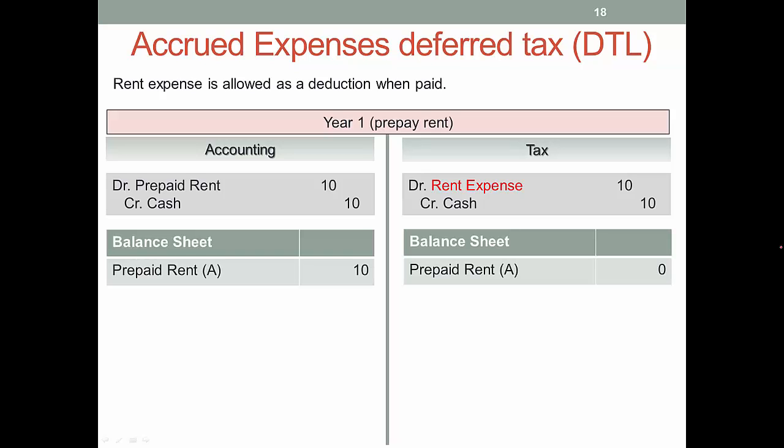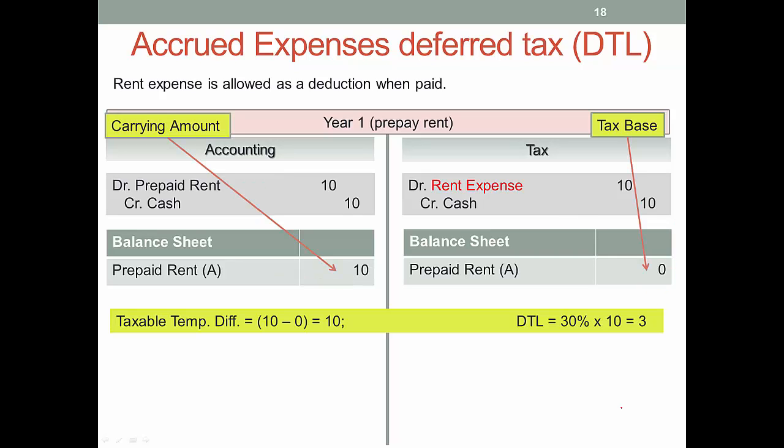Let's look at the balance sheet. What's the account affected? It's this prepaid rent asset. What's its balance for accounting? It's 10. What's its balance for tax? Well, nothing happened up here, so it's 0. So that basically means that you've got carrying amount bigger than tax base for an asset. That's a taxable temporary difference.